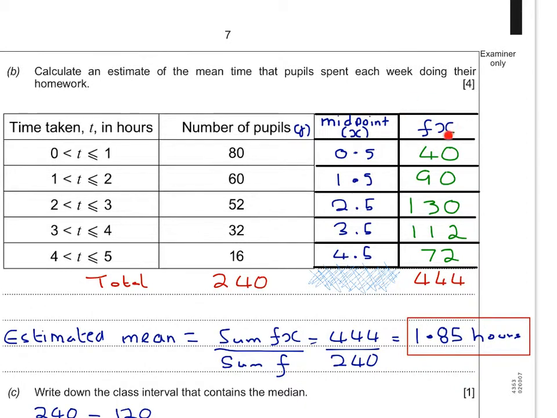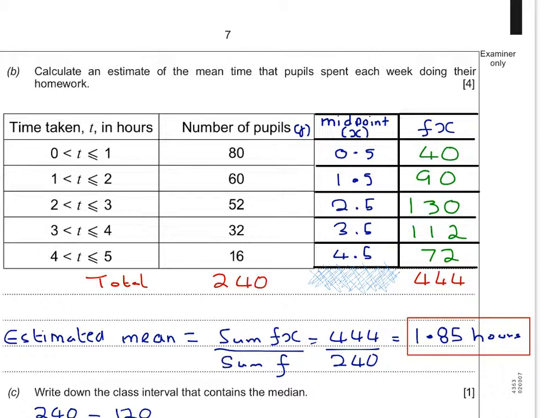The other column you make is called midpoint times frequency. You'll see here in brackets, I've written F, and here I've written X. So to shorten that, instead of writing midpoint times frequency, I can write just Fx, F times X. So 80 times 0.5 gives me 40. 60 times 1.5 gives me 90. 52 times 2.5 gives 130. 32 times 3.5 gives 112. And 16 times 4.5 gives 72.